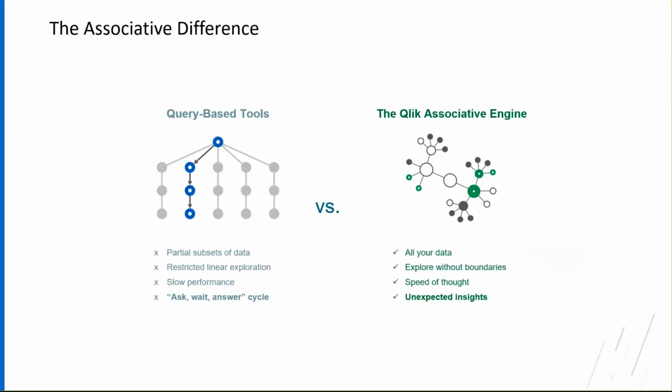Whereas what's so unique about Qlik is we turn that on its head and we say, no, you can have access to all of your data with the speed of thought. You can uncover unexpected insights, because you can ask your questions in any order, in any fashion, to get the answer to the question you need to know today, right now.